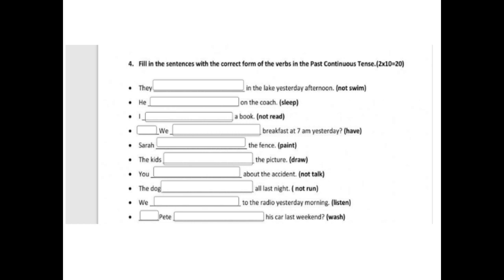Now let me do the first. They dashed in the lake yesterday afternoon, not swim. So what will I put in there? In the past continuous tense. They are, or they were not swimming. They were not swimming in the lake yesterday afternoon.